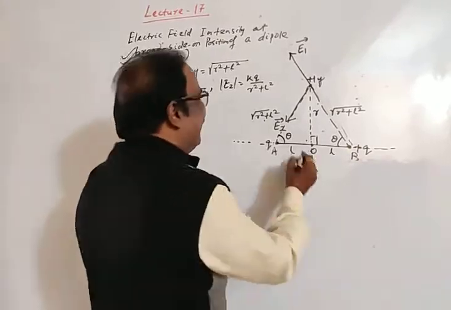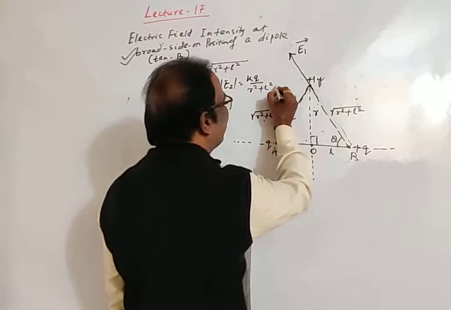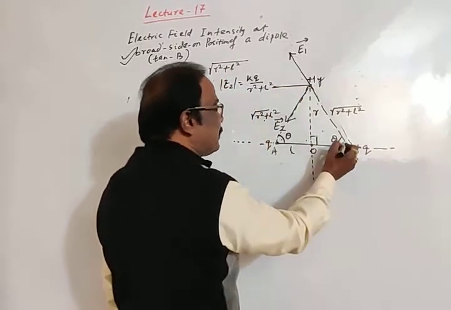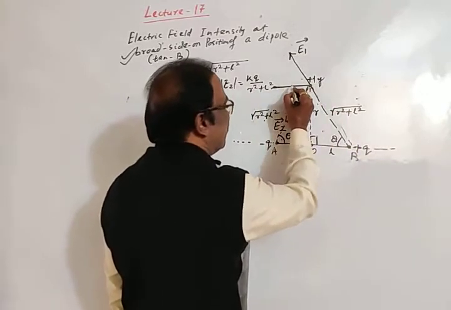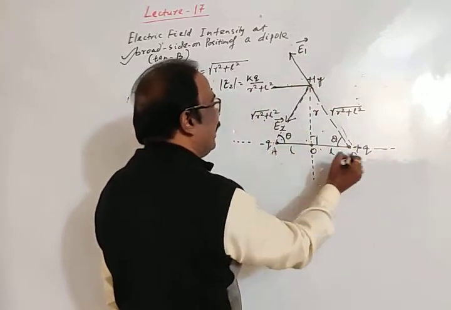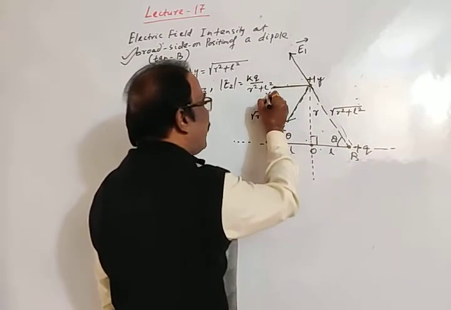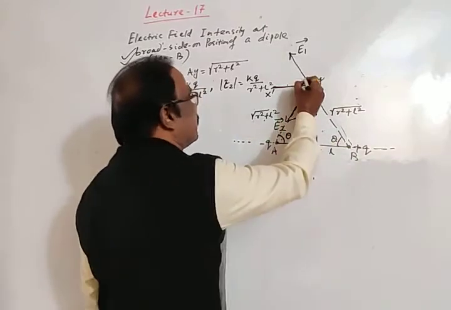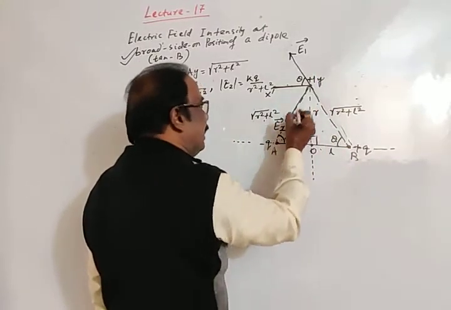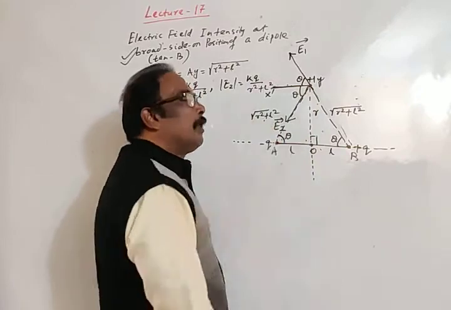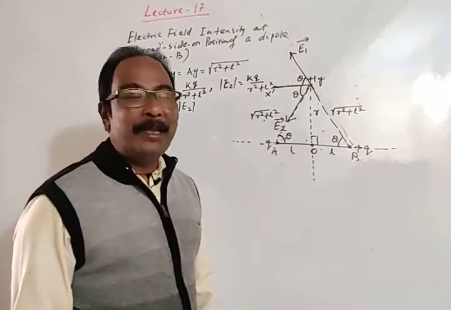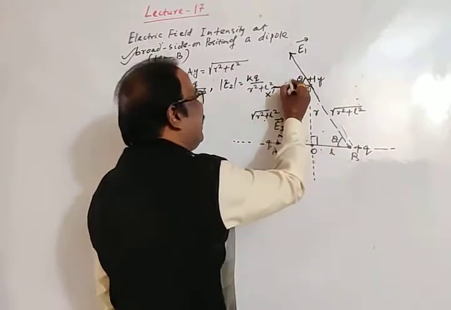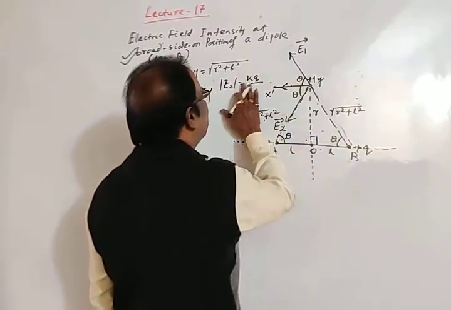Okay, this angle is theta, this angle is theta. Draw a line parallel to the axial line. If this angle is theta, see these two lines are parallel. AB, and suppose this is any point y, x dash. AB and Yx dash are parallel. So this angle is theta, this angle is theta, and also this angle is theta. Now we have to resolve the vectors E1 and E2.